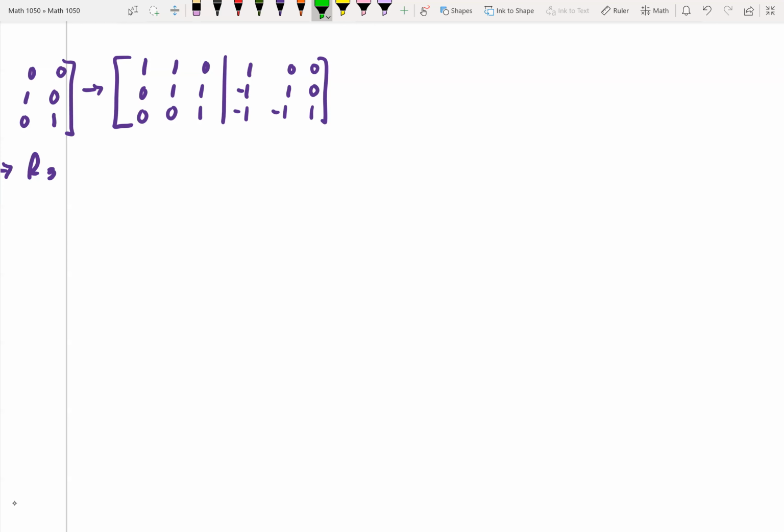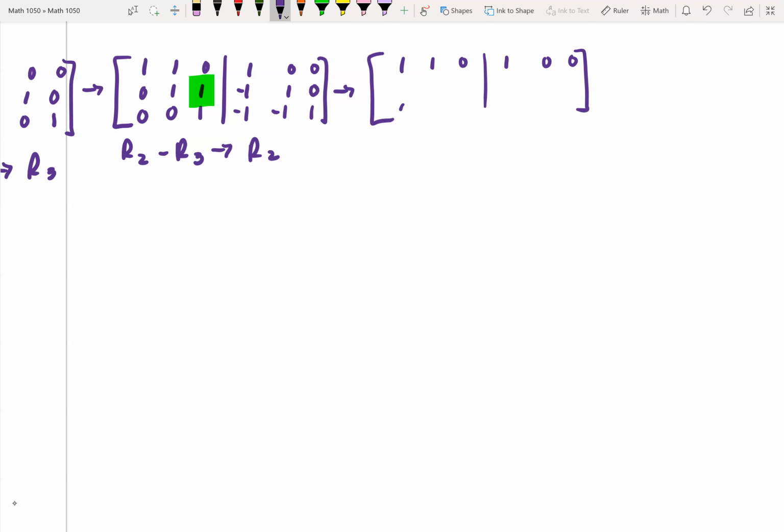The next thing I need is a 0 here. Should I do, I can't use row 1. Should I go row 2 minus row 3 or row 3 minus row 2? Which one? 2 minus 3. Otherwise you get a negative 1. So row 2 minus row 3 becomes my new row 2. So row 1 doesn't change. Row 3 doesn't change. Row 2 minus row 3.